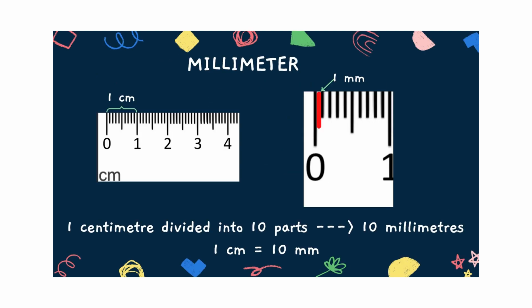Now, millimeter. As you can see on the ruler there, 1 centimeter is divided into 10 smaller parts, and one smaller part is equal to 1 millimeter. So when we have 10 smaller parts in 1 centimeter, it gives us 10 millimeters. This brings us to the fact that 1 centimeter is equal to 10 millimeters, which is very useful for us to convert between centimeters and millimeters.